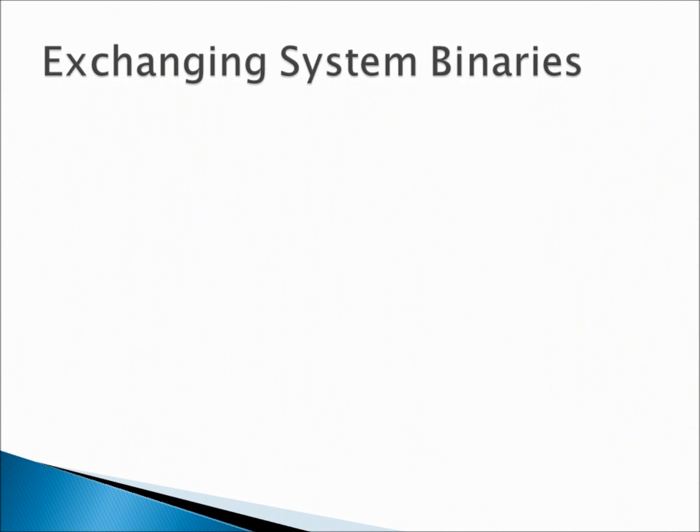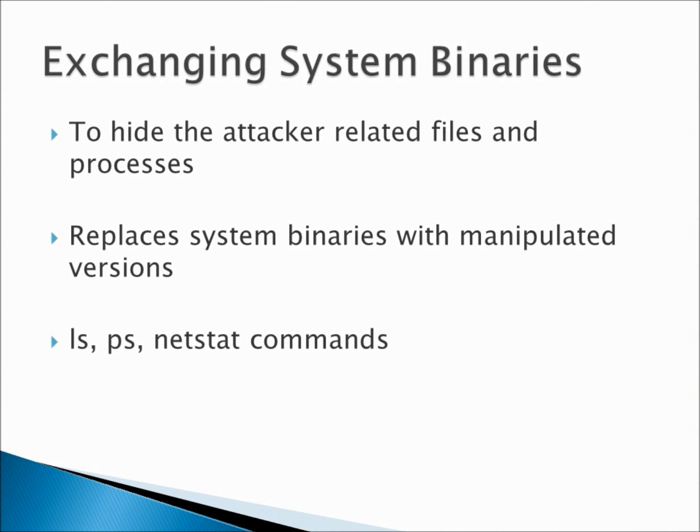Exchanging system binaries. In order to hide the files and processes of the attacker, rootkits substitute the system binaries with manipulated versions. For example, consider the ls command. This is used for file listing. The rootkit puts a manipulated version of this command so that no file related to the attacker is listed. Similarly, the ps command and netstat commands are replaced by modified versions. As a result, ps will forget some processes while netstat drops some network connections from the output. Now, let us investigate the ways of detecting these mishaps.